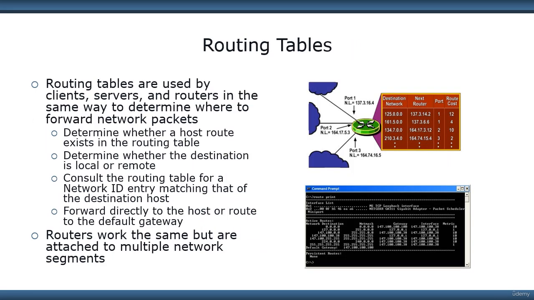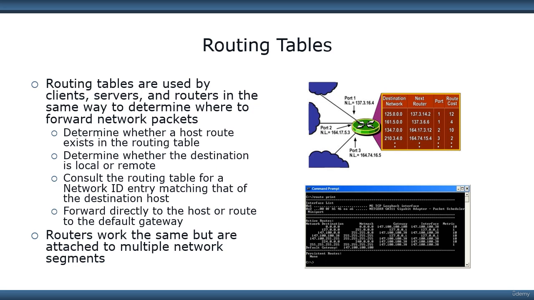All right, so here's a look at the routing tables. These are used by clients, servers, and routers in the same way in order to determine exactly where we want to forward those network packets. So basically, it's looking at the table and it's determining whether a host route exists in the routing table. In other words, is there a route for this particular IP address? The answer to that is usually no, but it still checks. Then it looks at the destination IP and determines whether that destination is local or remote. That's through the process of ANDing with the subnet mask to basically figure out what is the network ID.